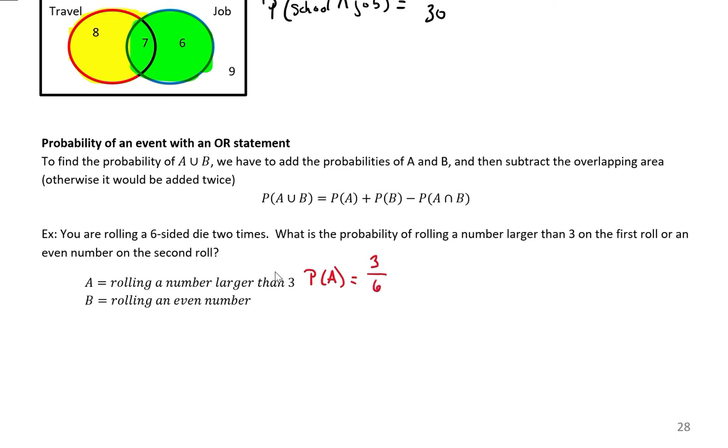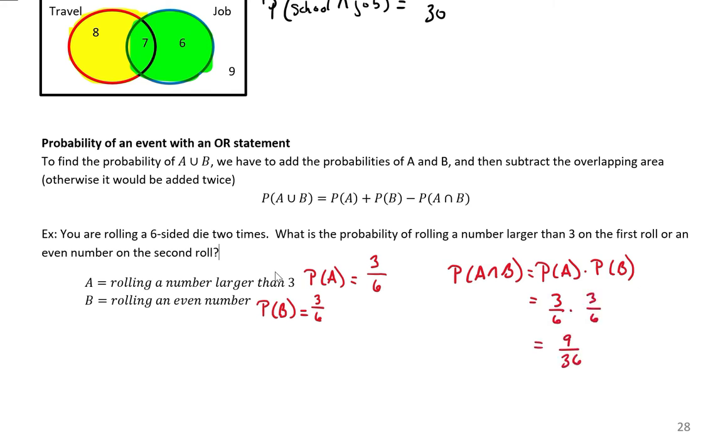Rolling an even number on our second roll. Let's find the probability of B. Well, we could roll a 2, a 4, or a 6. So it also works out to be 3 over 6. And the last thing we're going to need is the probability of A and B. And using what we know from above, that's the probability of A times the probability of B, which is 3/6 times 3/6, which is 9/36.